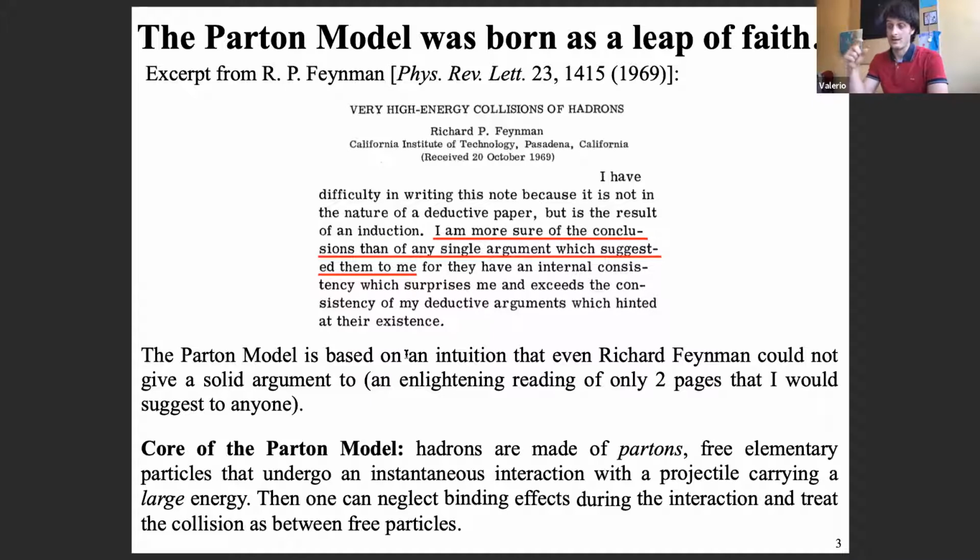So we can consider hadrons as made up of free particles that don't interact between themselves. And the reason is that the binding energies are of the order of the hadron mass, which is assumed to be much smaller than the energy carried by the projectile. And so this means that we can describe hadron interactions, hadron collisions, in terms of free particles, the partons.